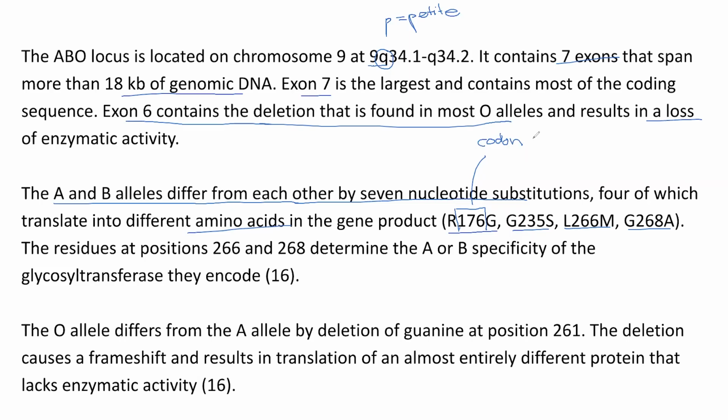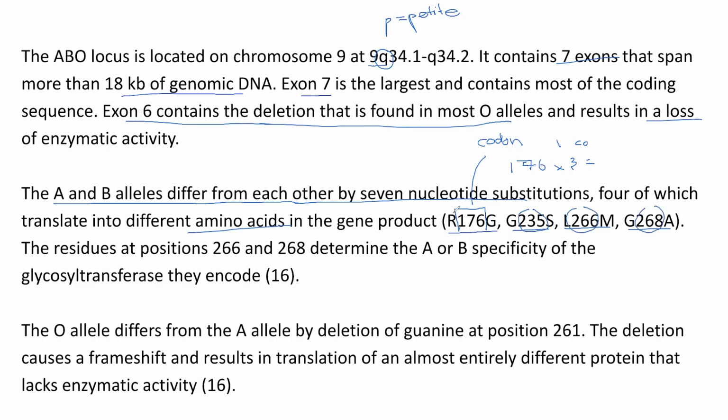You did 176 times 3, right? What is 176 times 3? 528. Okay, so that means the last nucleotide of the codon would be at position 528. Does 3 go into 528? Yeah, good. So that's the codon where the mutation is. Here's the next codon, here's the next codon, here's the next codon.